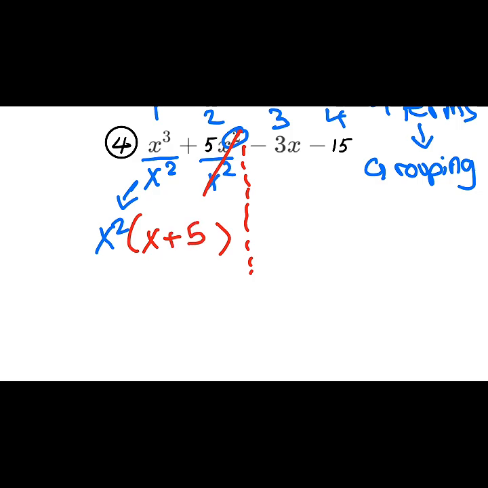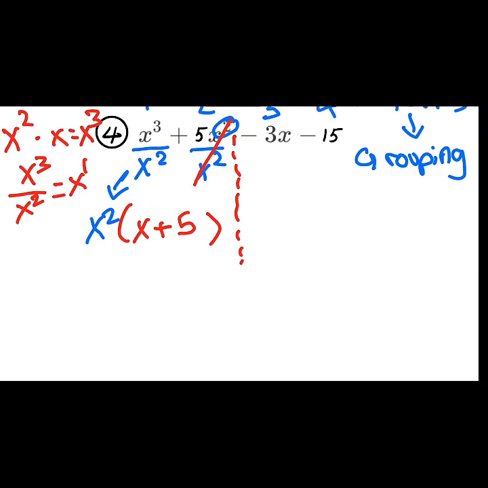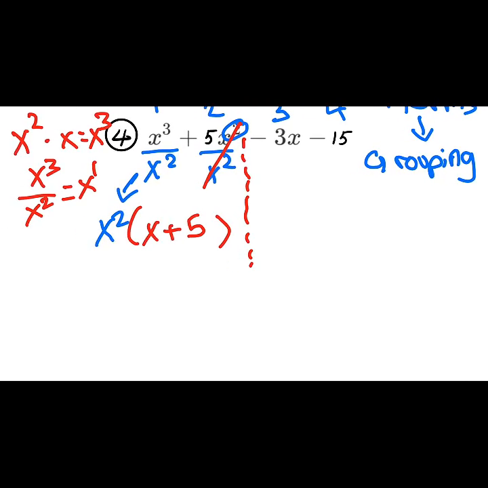And remember, like last time I was saying, how this is exponent addition. Well, exponent division is subtraction. 3 minus 2 is 1. That's how we're getting the x here. All right, that one's done. Let's go to the next one.